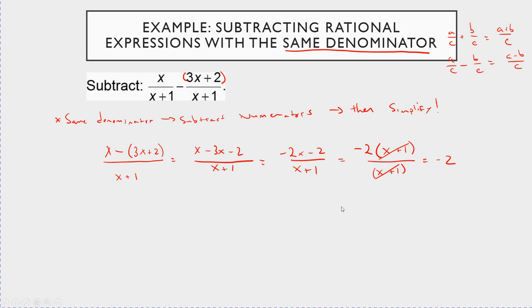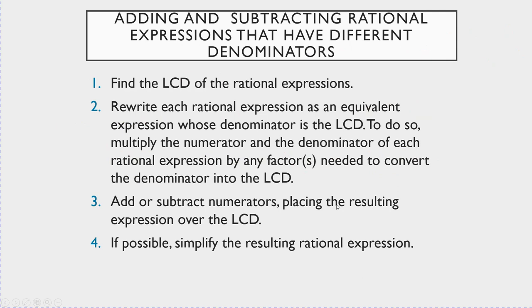It's really straightforward. What I want to spend our time on is adding and subtracting rational expressions that have different denominators. It's a little bit of a process, and I'm going to have 3 examples for us. The first thing you're going to have to do is find the LCD of the rational expressions. This can be tricky, but I'm going to show you in 3 examples how to do this. I'll start with some easy ones, and then work to some harder ones.